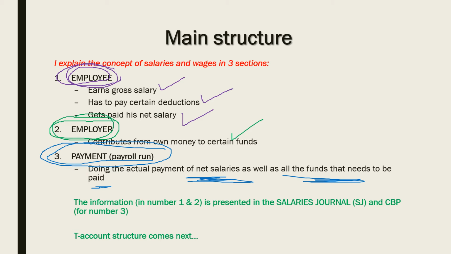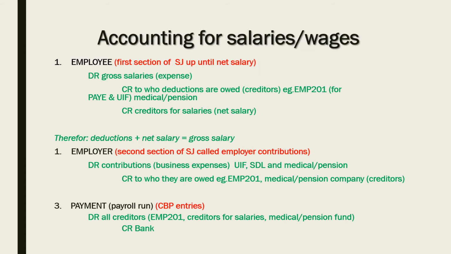Okay, next up, I'm going to deal with your T accounts. So how do you put the salaries journal and the cash book payments journal into the T accounts? Okay, I'm sticking with the 3 sections. So we had section number 1, which is the employee. Let's say that it's the first section of the SJ up until the net salary.